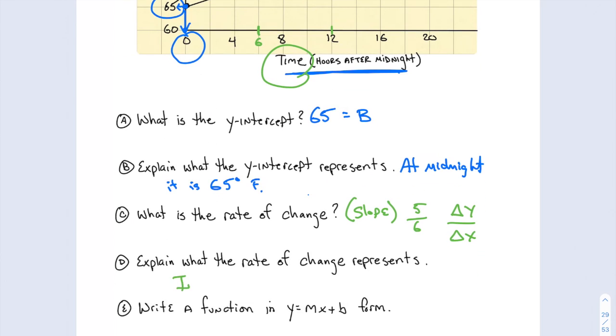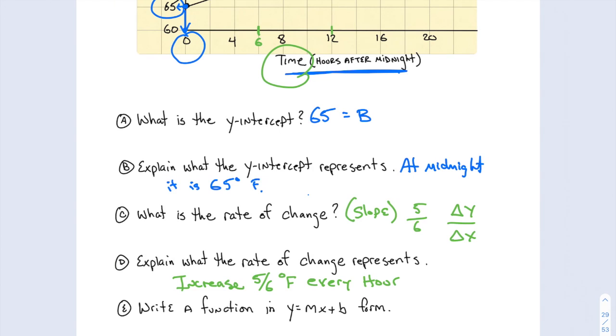We increase 5/6 of a degree Fahrenheit every, now here comes this, every x, right? Every x is every hour after midnight. So every hour, our temperature is increasing 5/6 of a degree, or almost a whole degree, every hour.